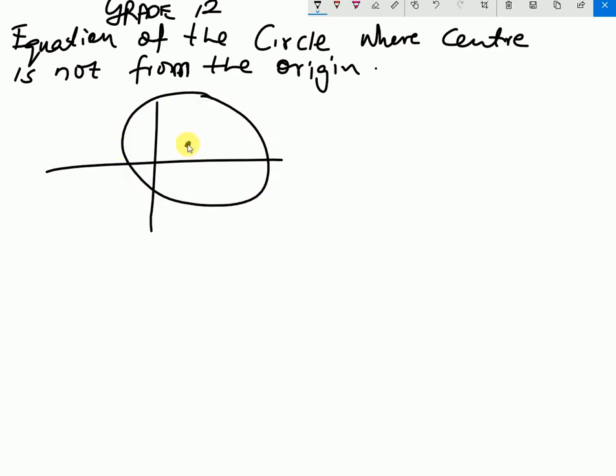Here, this is not 0. It's something else. There comes a radius, and there is a point A here, the x at A and the y at A. Alright? Here also we have the center of this circle. Let's put a, the small a, and b to represent the center.